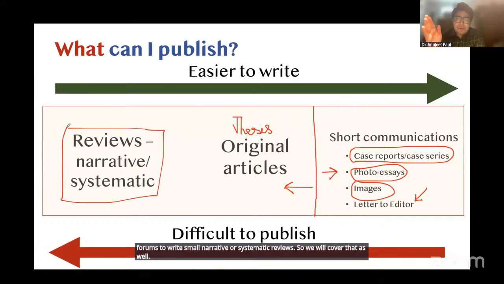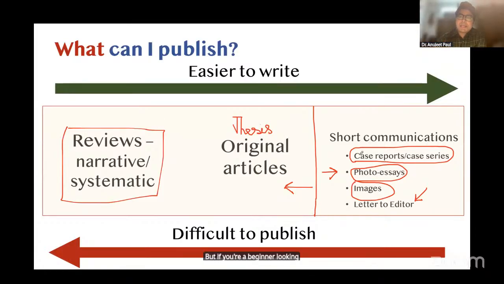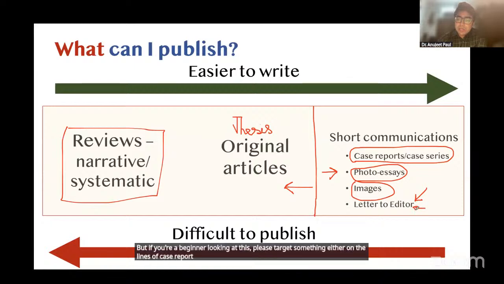But if you're a beginner looking at this, please target something either on the lines of case report or images if you are in clinical practice. And if you're not in clinical practice, but have the acumen or the time or the energy to go through a major amount of literature, try for a narrative or a systematic review.